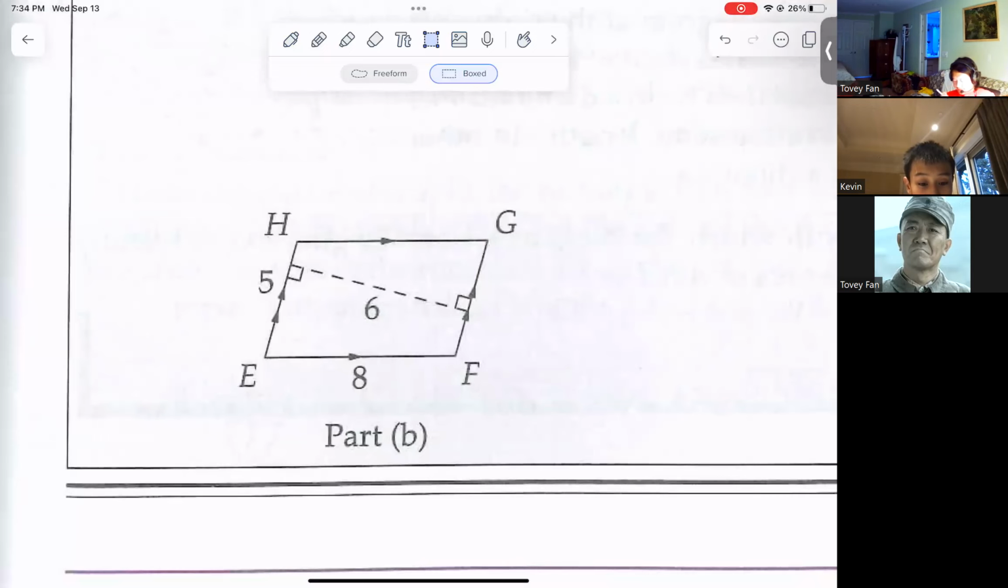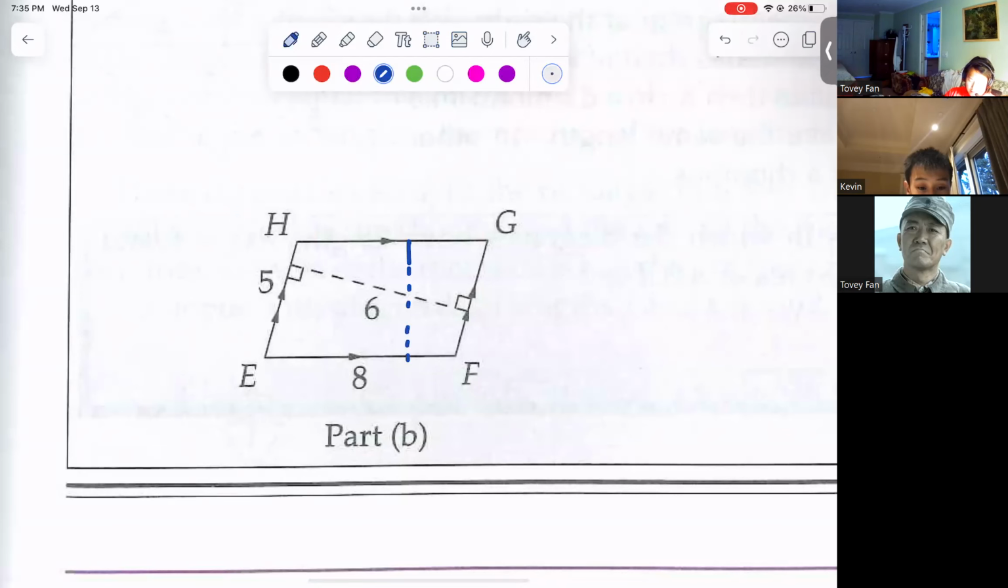Part B. This is a parallelogram. Yeah, it is a parallelogram. What is the formula for the area of a parallelogram? Height times base. Yeah, base times height. Good. So with a base and height, here it's 30. Very good. What if I want you to find this length?